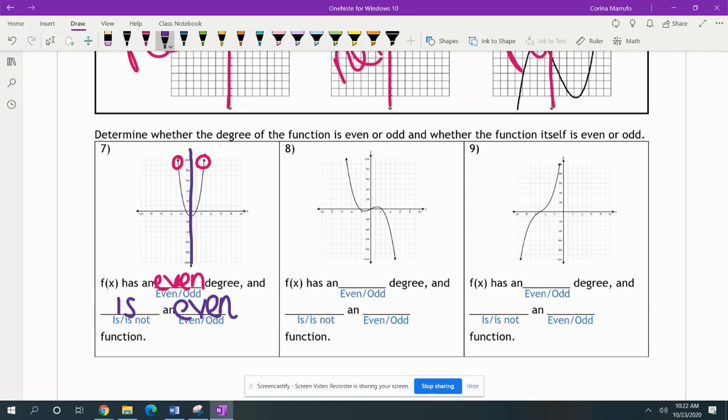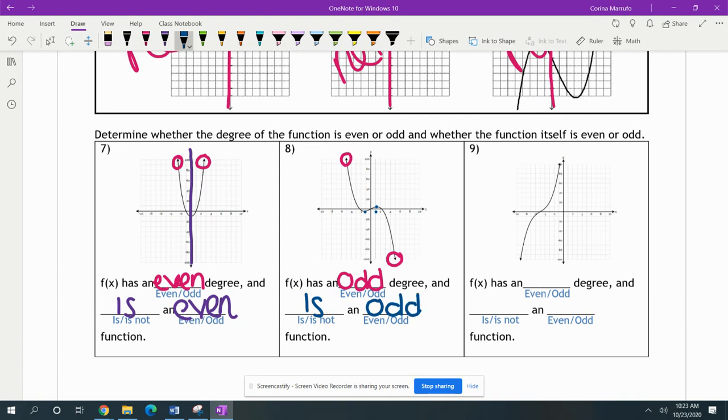Okay, so let's look at the next one. So this one, if we look for the degree, if we notice the end behavior, it is pointing up and then it is pointing down. So this is an odd degree. Okay, now we're going to check to see, is this an odd function? So when we're checking the odd function, we're checking for reflection. So I'm going to take this point up here and I'm going to reflect it across the x and then across the y, and I land back on the graph. So because that happens, this is an odd function.